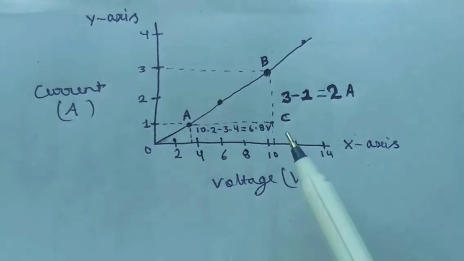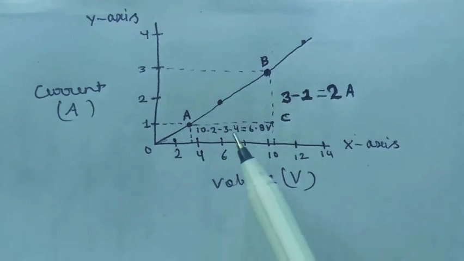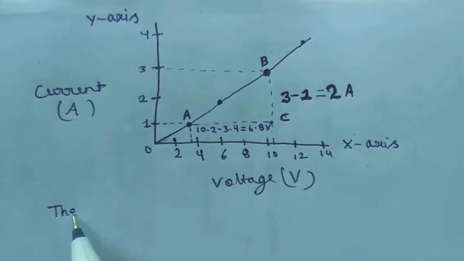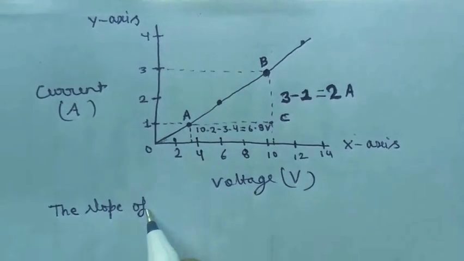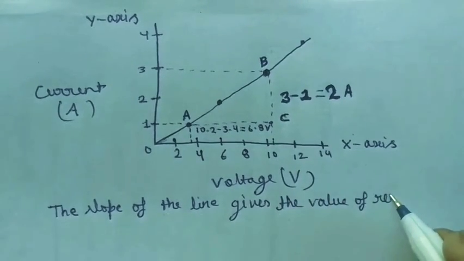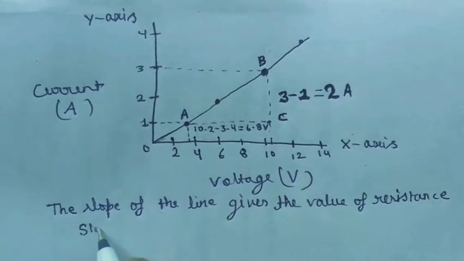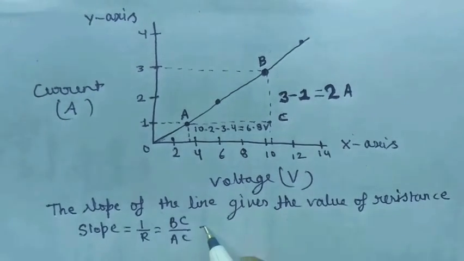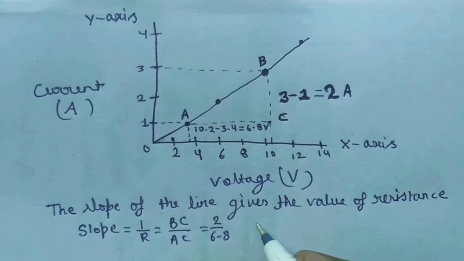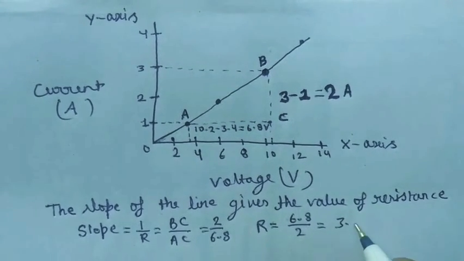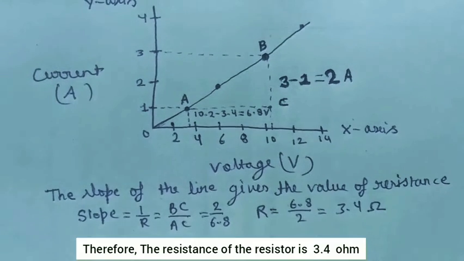Current on y-axis, voltage on x-axis, voltage difference is 6.8, current is 2 ampere. The slope of the line gives the value of resistance. Slope is equal to 1 by R is equal to BC upon AC is equal to 2 by 6.8. R is equal to 6.8 divided by 2 is equal to 3.4. Therefore, the resistance of the resistor is 3.4 ohm.